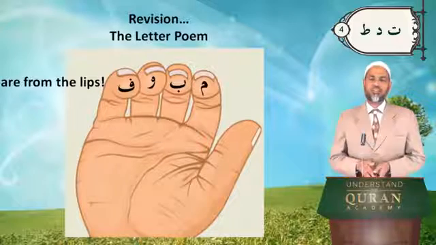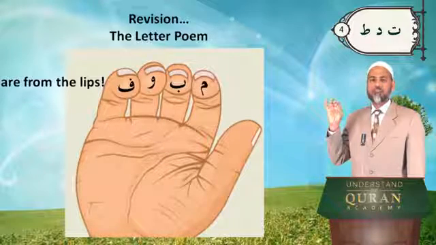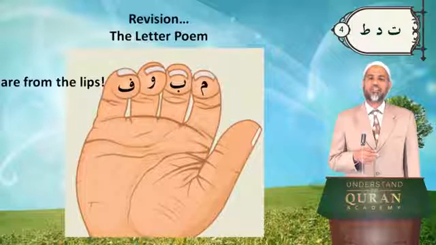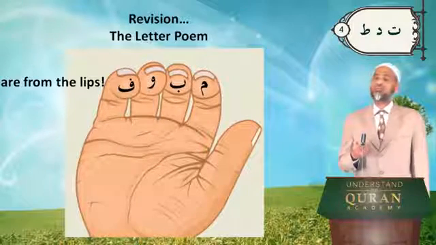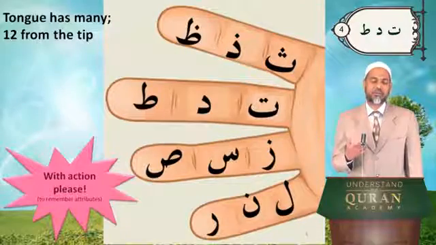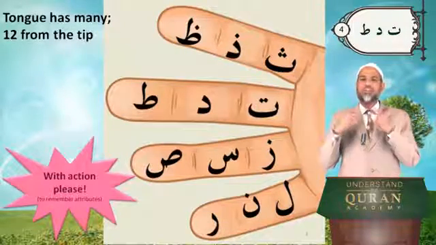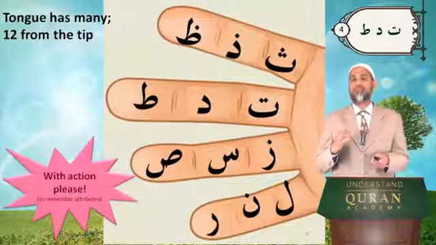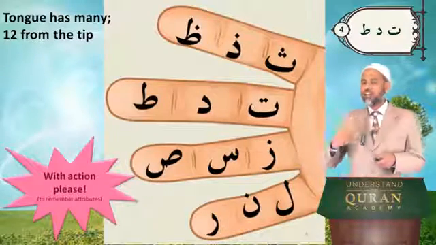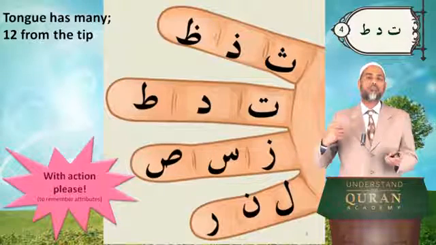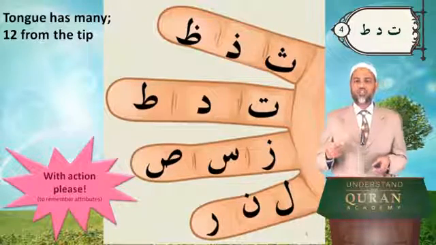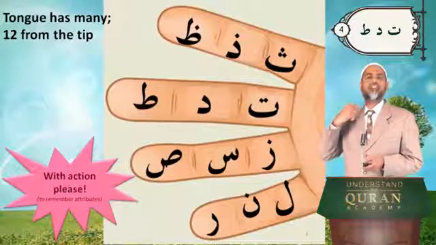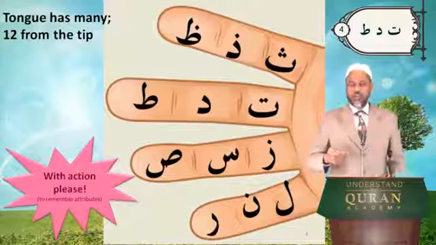What have we learned so far? The letters ma, ba, wa, fa are from the lips. Beautiful. The tongue has many, 12 from the tip. Remember this, okay? Because then you will remember the makhraj, the articulation, the pronunciation of these letters, and that's very important. So if you learn like this, you will remember their right pronunciation also. And that's why we are teaching these letters in the order of pronunciation, which is very important. So 12 from the tip.